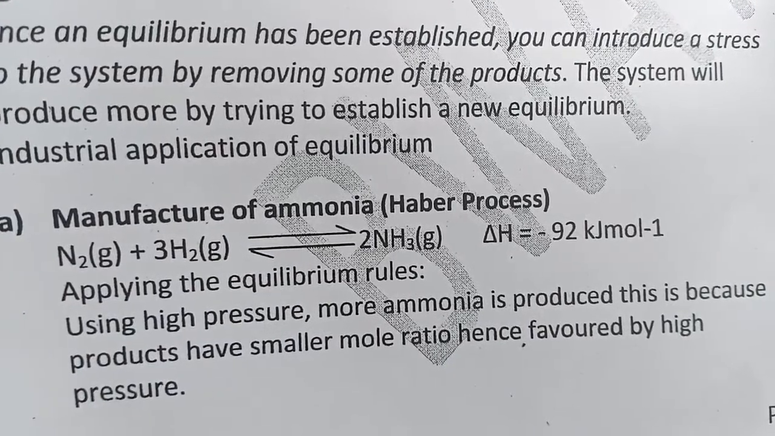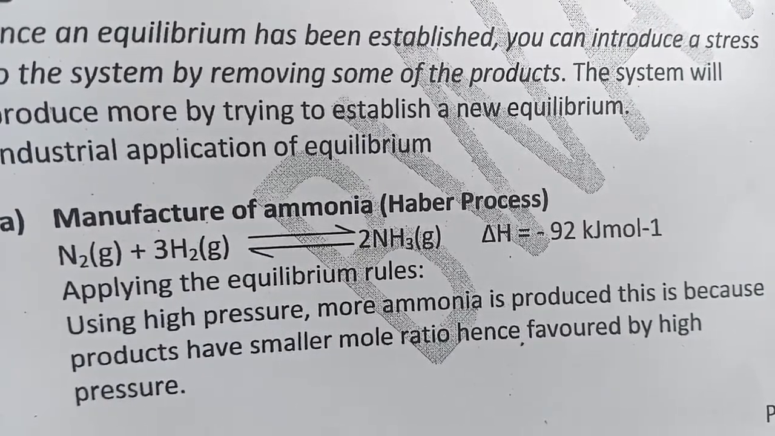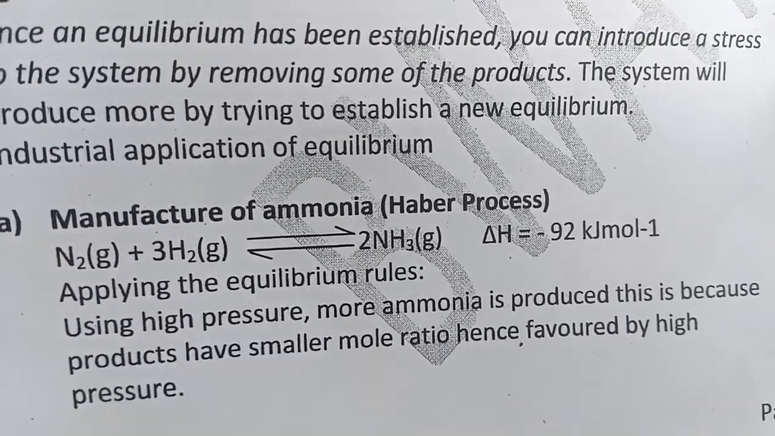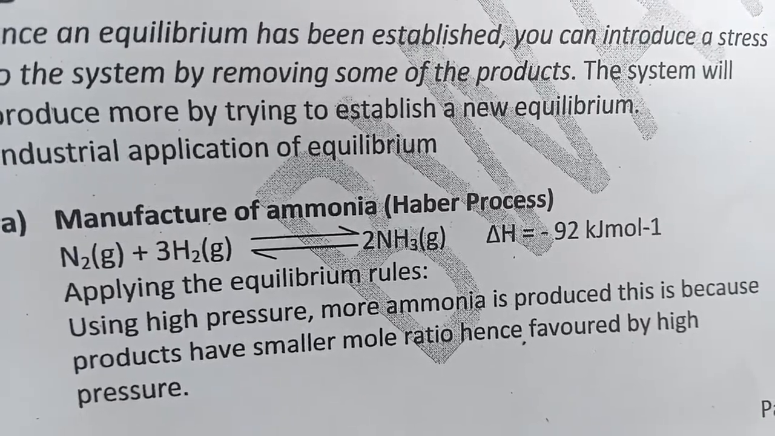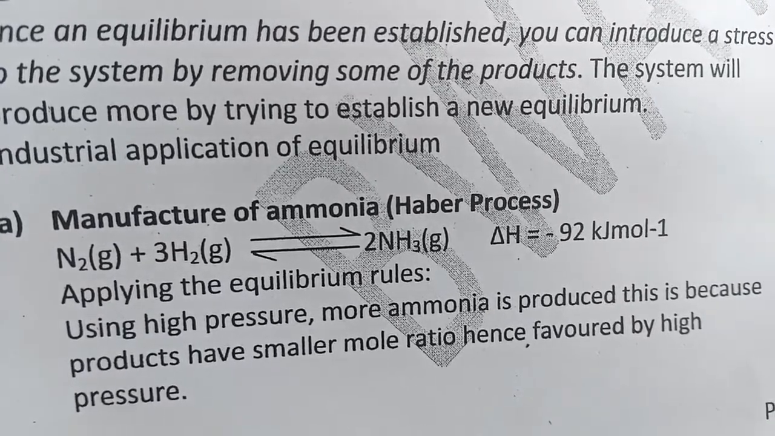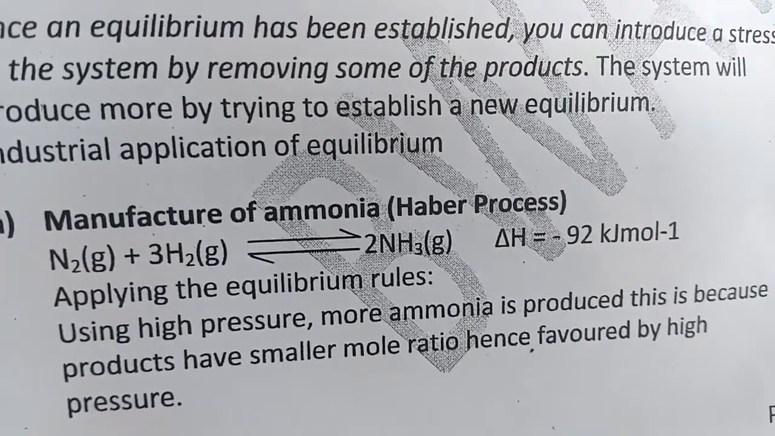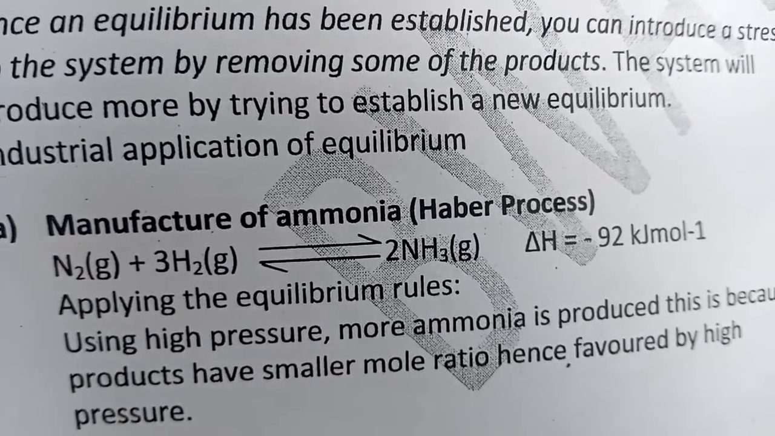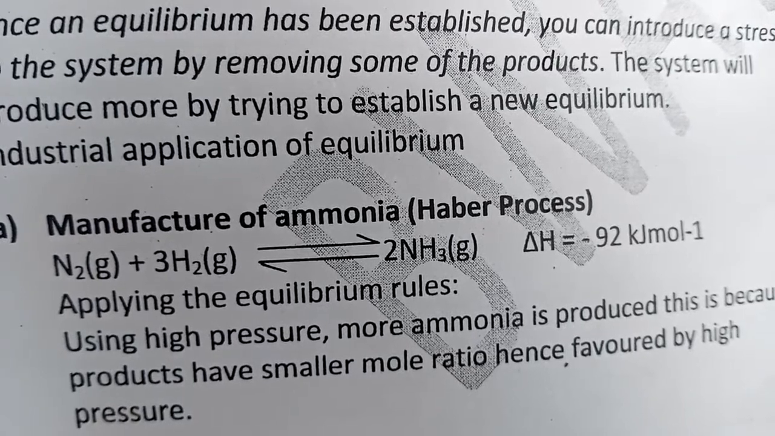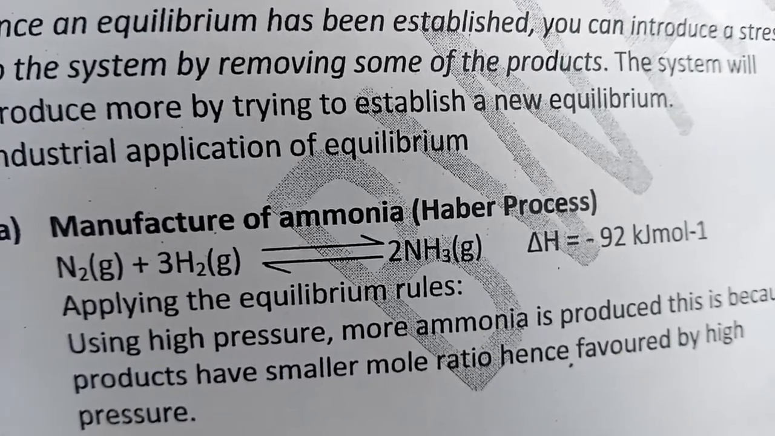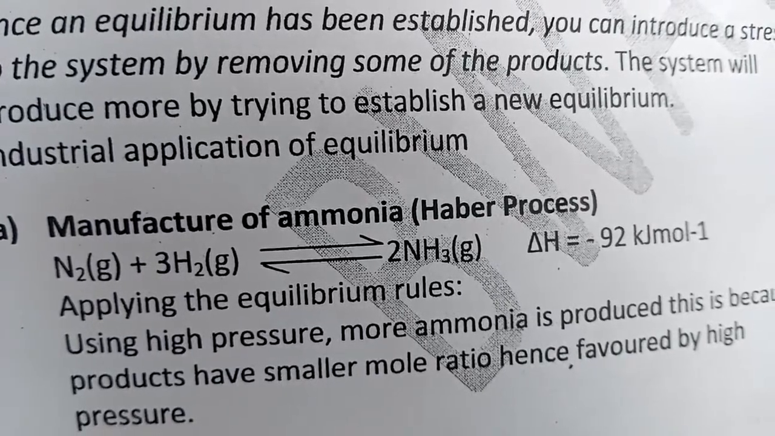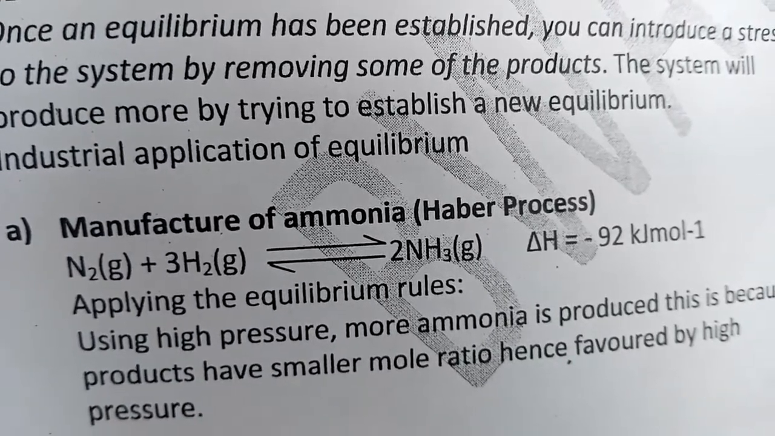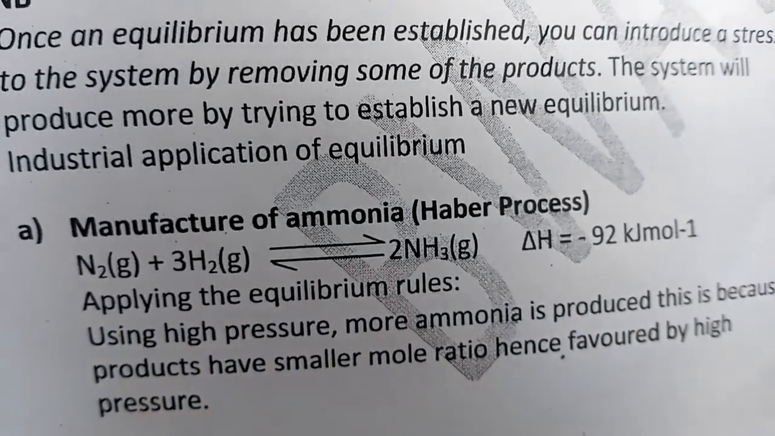So an example of an industry where these rules are applied is the Haber process, in the manufacture of ammonia. As you can see the equation there. Applying the rules, we have the rules on pressure, temperature, and also catalyst. Here in this case, if we use high pressure, it will favor the side with the smaller mole ratio. That means the product side, because on the reactant side we have 1 mole of nitrogen and 3 of hydrogen, as I had explained in the previous lesson, and on the product side you have 2 moles, totaling 4:2. Let me just illustrate that on the whiteboard.